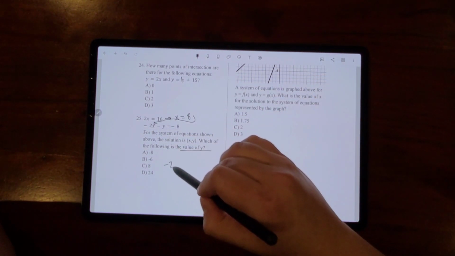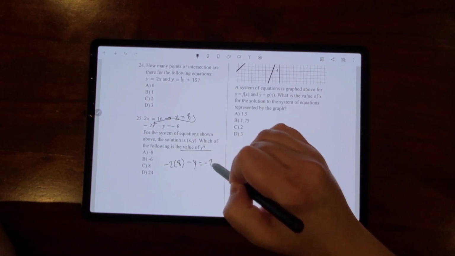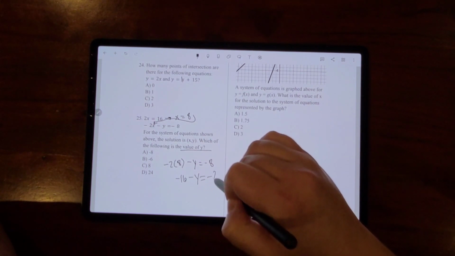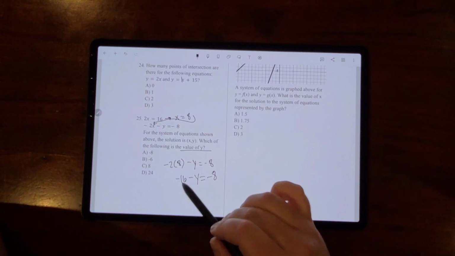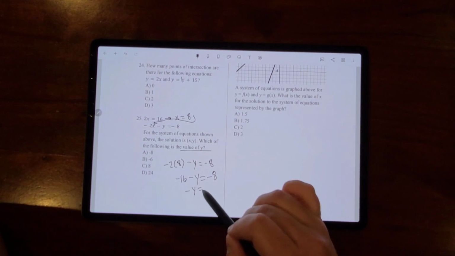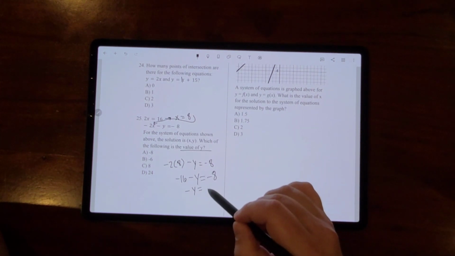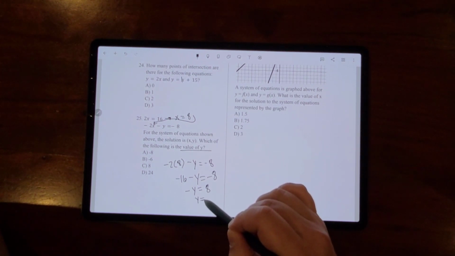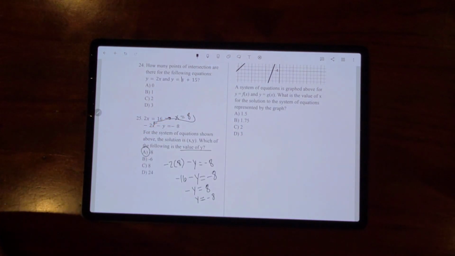So -2 times 8 for the x value, minus y, has to equal -8. So -2 times 8 is -16, minus y is equal to -8. So now I want to add 16 to each side to get y by itself, or more by itself, because it's still not completely by itself. It's going to be positive 8 right here. And then if I divide by -1 on each side to get y completely isolated, I'm going to get y is equal to -8. So the correct answer should be A.